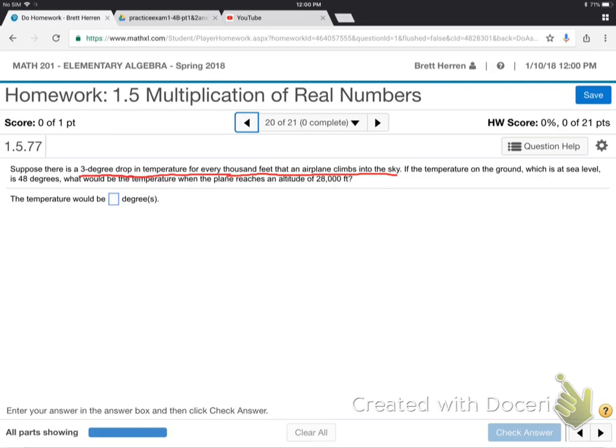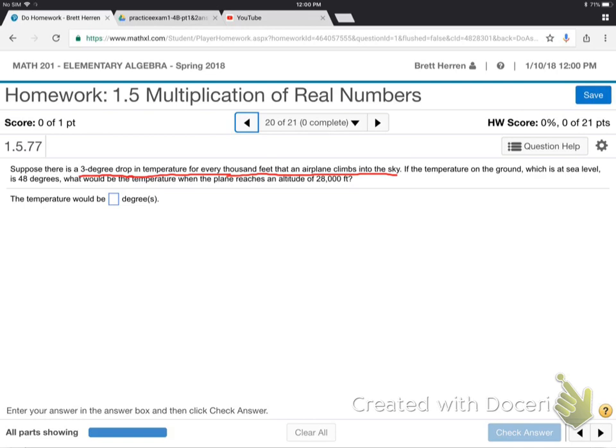3-degree drop in temperature for every 1,000 feet the airplane climbs. If the temperature on the ground at sea level is 48, what would be the temperature when the plane reaches 28,000 feet? Everybody here for that? All right, just a second. Whenever you're ready. Sounds good.